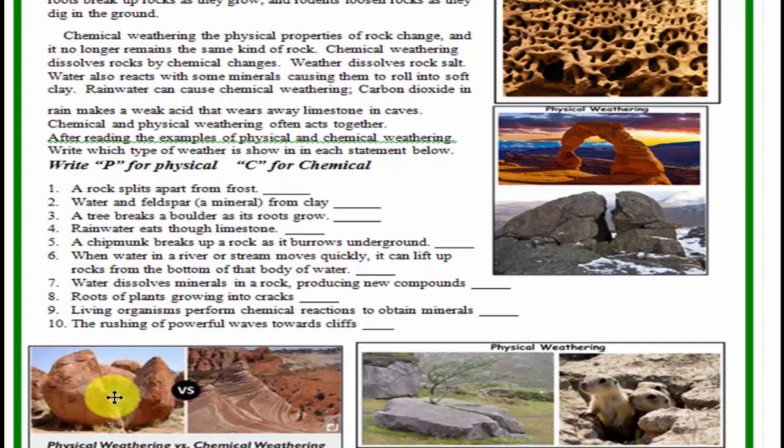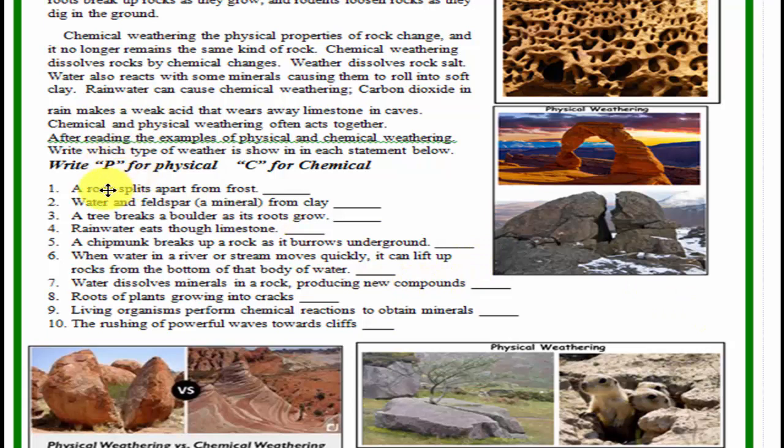Here, physical, you can see it's broken in half, and chemical, you can see by the rain, everything is dissolving. Over here, you can see physical weathering. We have a tree growing in through a rock, separating it, and our little rodent buddies over here are digging holes. A lot of chipmunks around your house probably do the same thing.